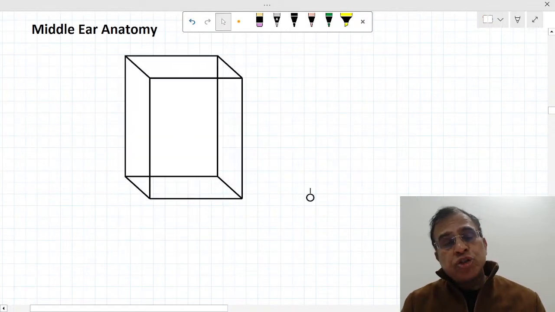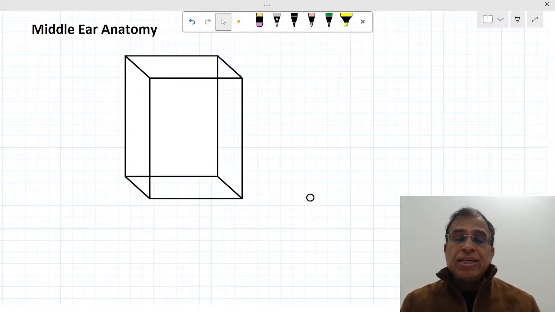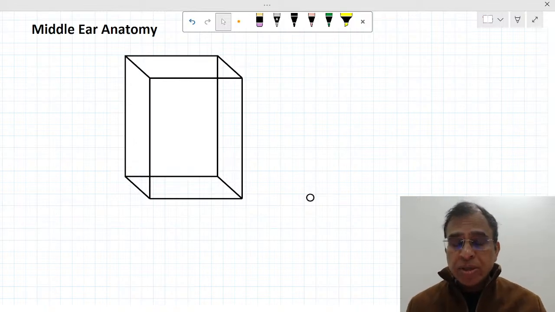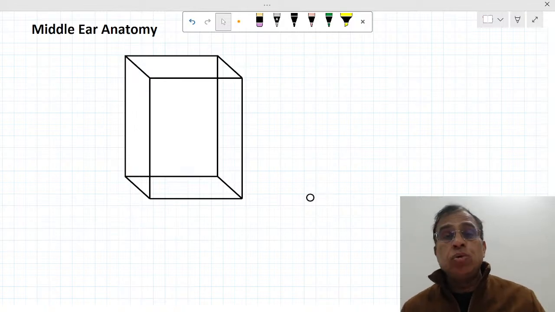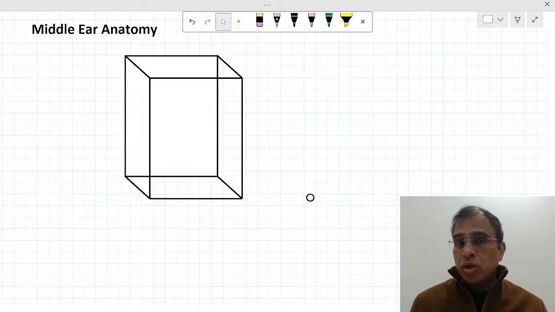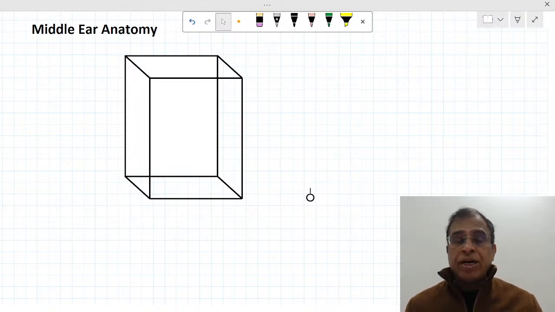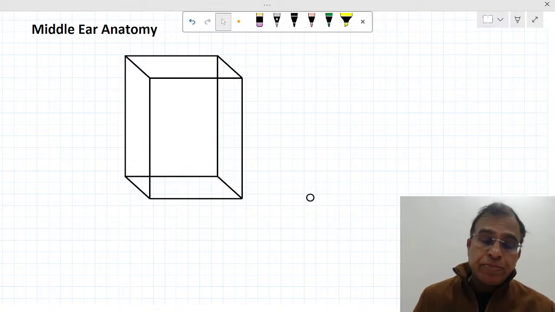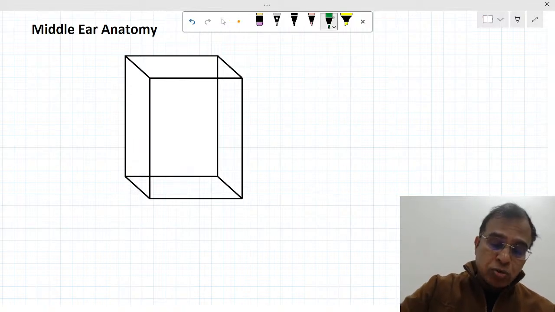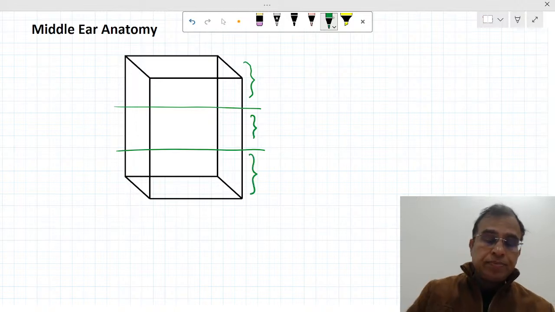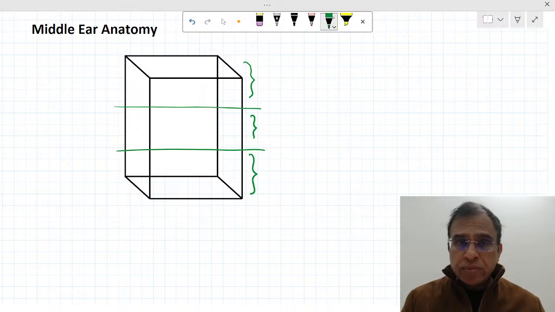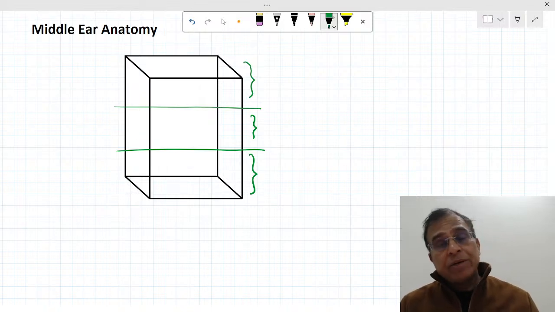Why is the middle ear called a matchbox-shaped structure? Because the middle ear has 6 boundaries, 6 walls. Any box, the room that you are sitting in, has 6 walls. The middle ear also has 6 walls. There is a roof, a floor, an outer wall, an inner wall, an anterior wall, and a posterior wall. And the middle ear is divided into 3 compartments. How do I divide it into 3 compartments? By drawing 2 lines. If I draw 2 lines like this, I get the upper 1/3, middle 1/3, and lower 1/3. Okay, so 6 walls, 3 compartments.